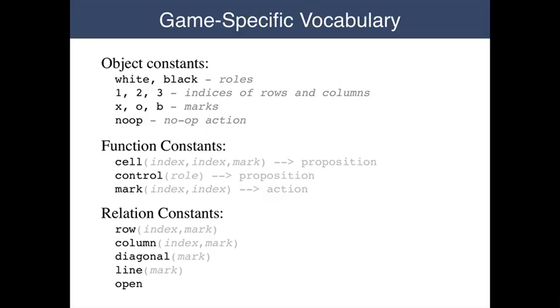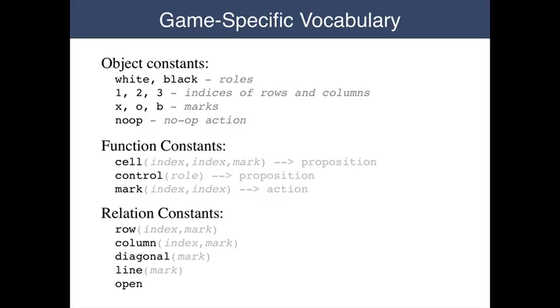We'll use the ternary function constant cell together with a row index and a column index and a mark to designate the proposition that the cell in the specified row and column contains the specified mark or blank. For example, the datum cell 2 3 O says that there's an O in the cell in row 2 and column 3. We use the unary function constant control to say whose turn it is to mark a cell. For example, the proposition control of white denotes the proposition that it's white's turn to play.